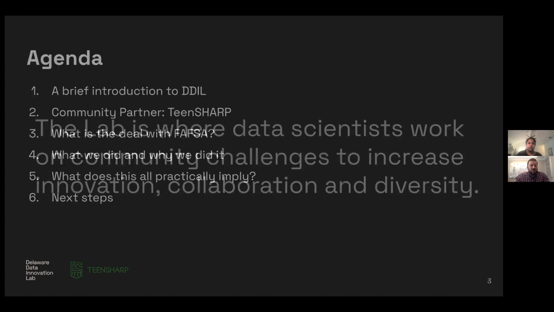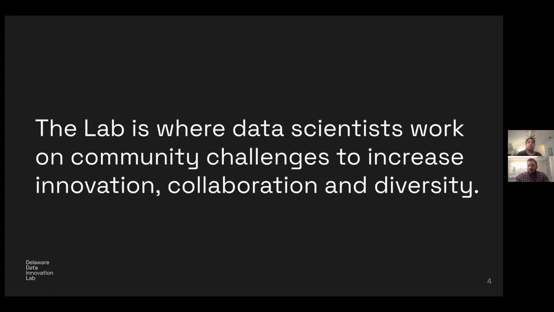Really the goal of our project here was to tell a story that people can get the data for, but it's not necessarily easy to do. And that's one of the things that the lab really wants to do.